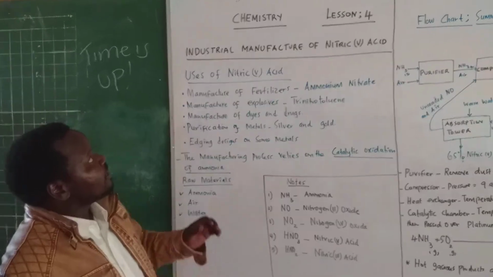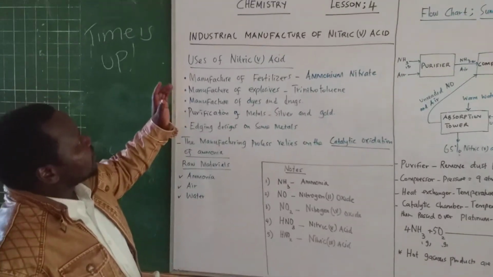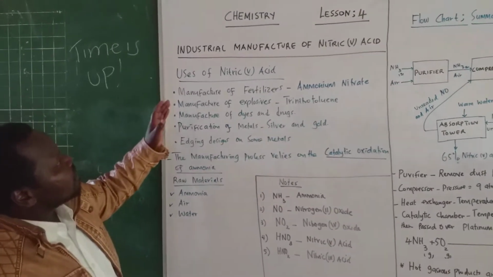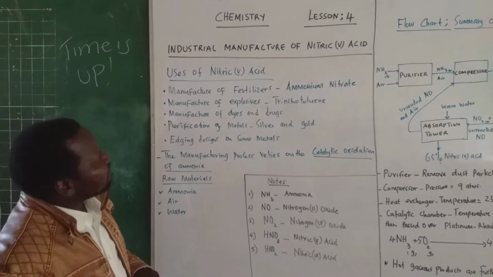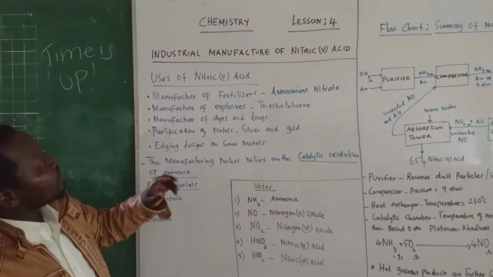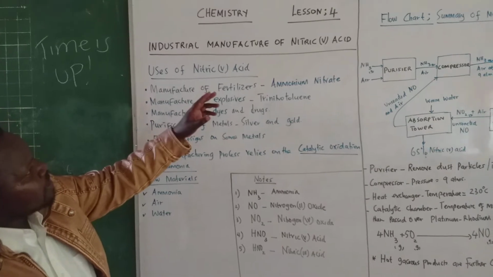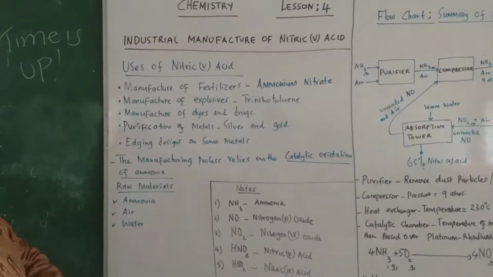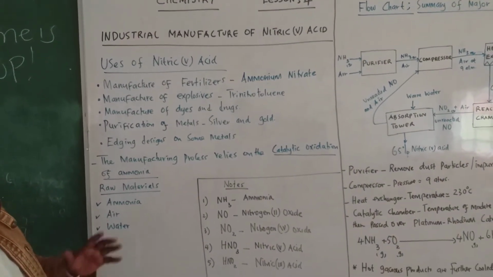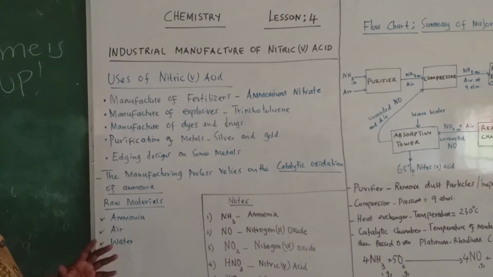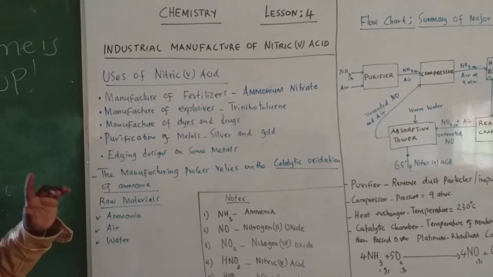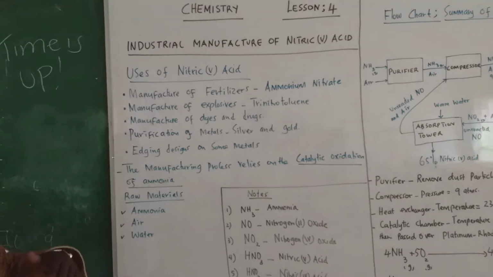In our lesson today, our discussion will be on the industrial manufacture of nitric(V) acid. This compound, nitric(V) acid, is used in industry for very many uses. That is why there is need for it to be produced on a large scale.